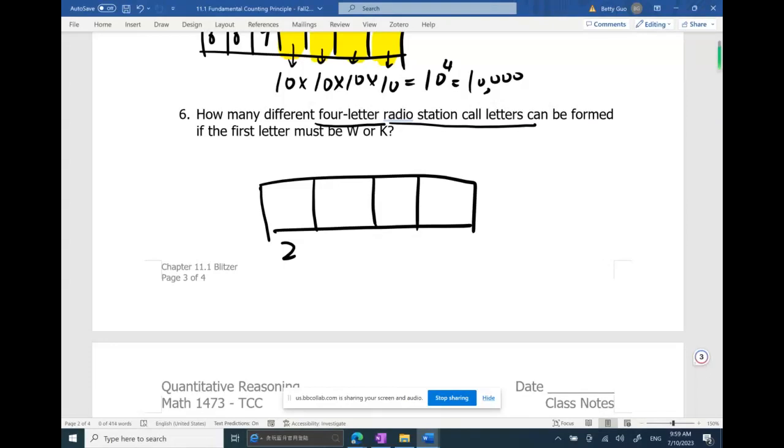And the second letter, did it say anything specific about the second letter? It doesn't, right? So the second letter could be any one of the 26 letters. And the third letter could be any of the 26 letters. Same with the last one. Let's see what's the answer. 26 to the power of 3, 26 cubed, multiplied by 2.